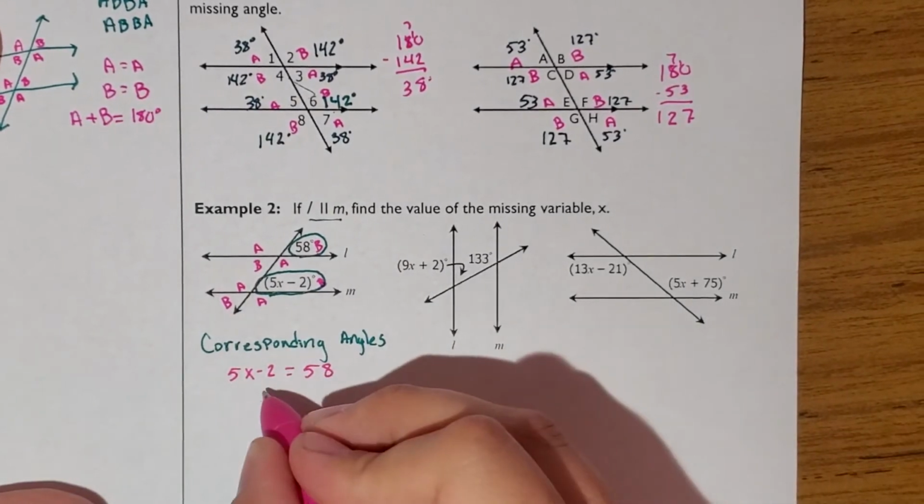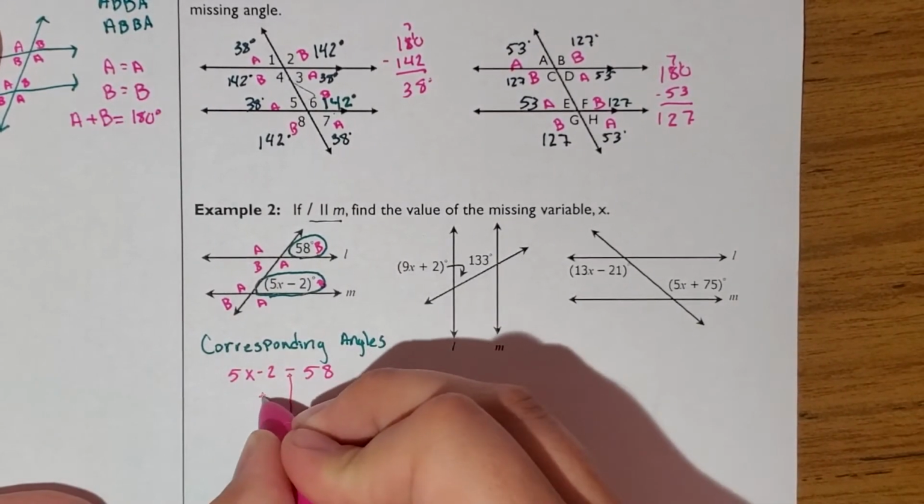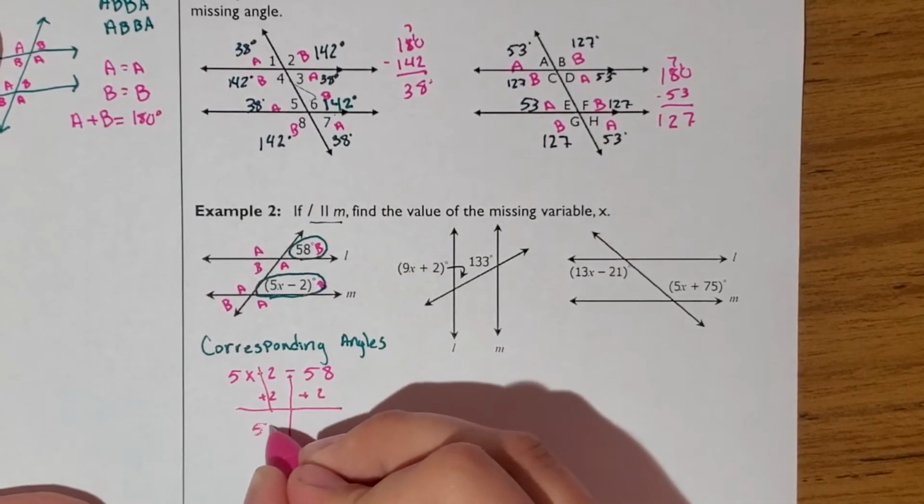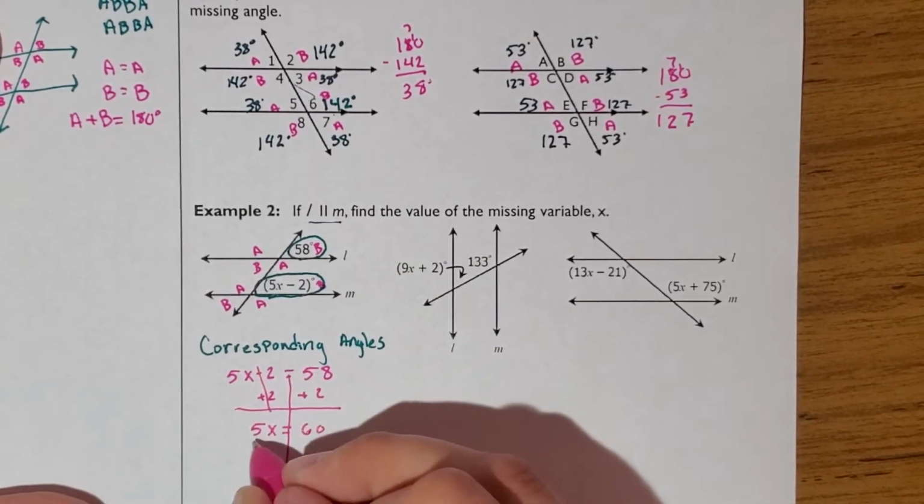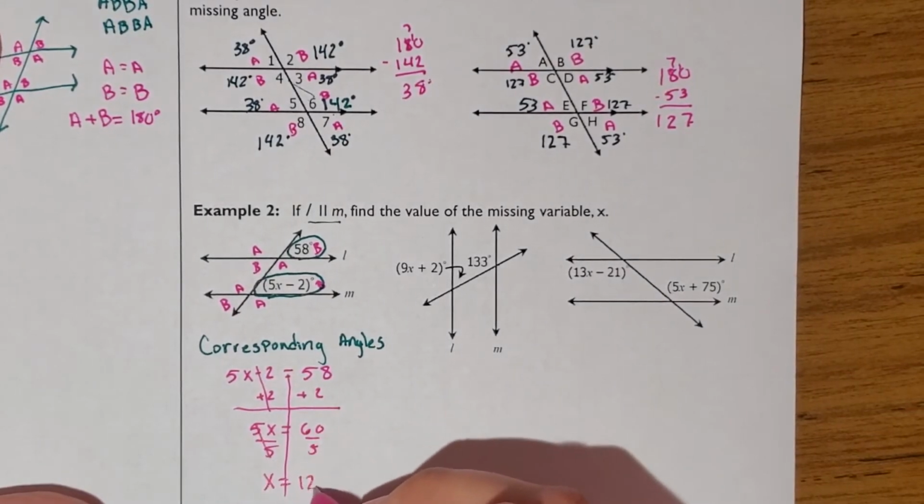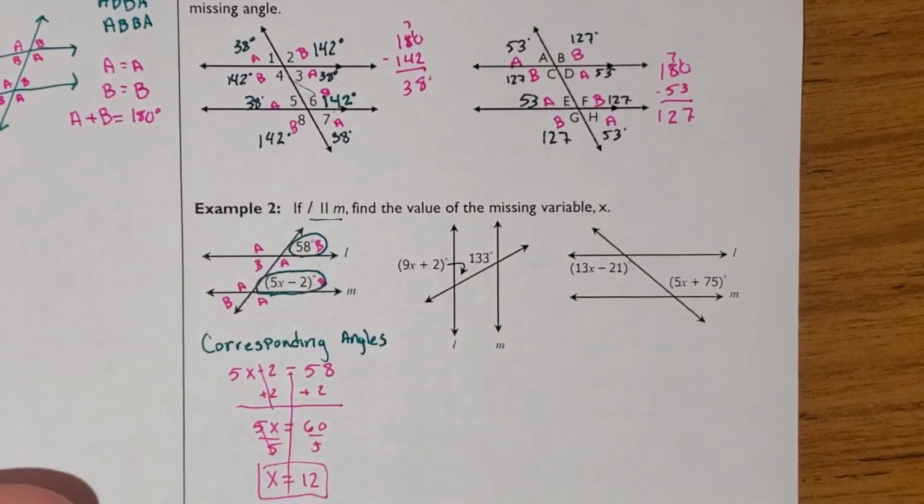And we can go ahead and solve this. Put my line right there to represent where my equal sign is. We'll add 2 to both sides of the equal sign and cancel, and I get 5x equals 60. And then we'll divide both sides by 5. X is going to equal 12, and that is the answer that I needed.